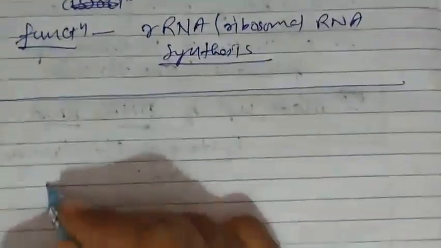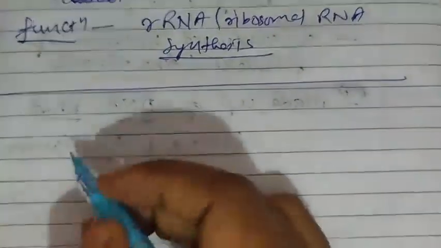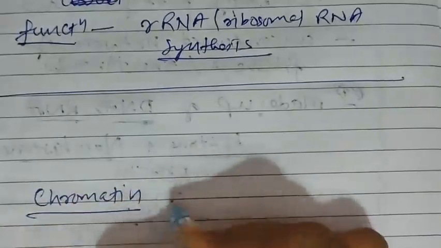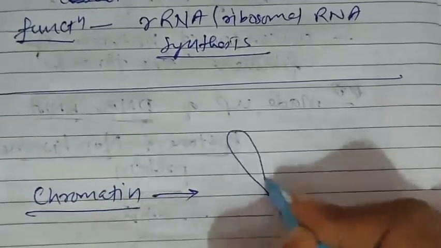Now one more important part, so till now we have covered the structure of the nucleus. One more important part that we are discussing here is that chromatin gets condensed and forms a chromosome.